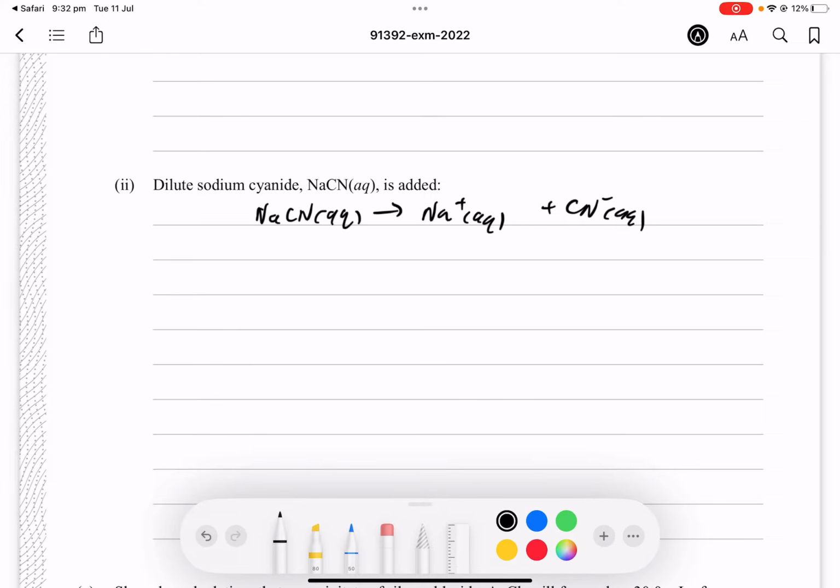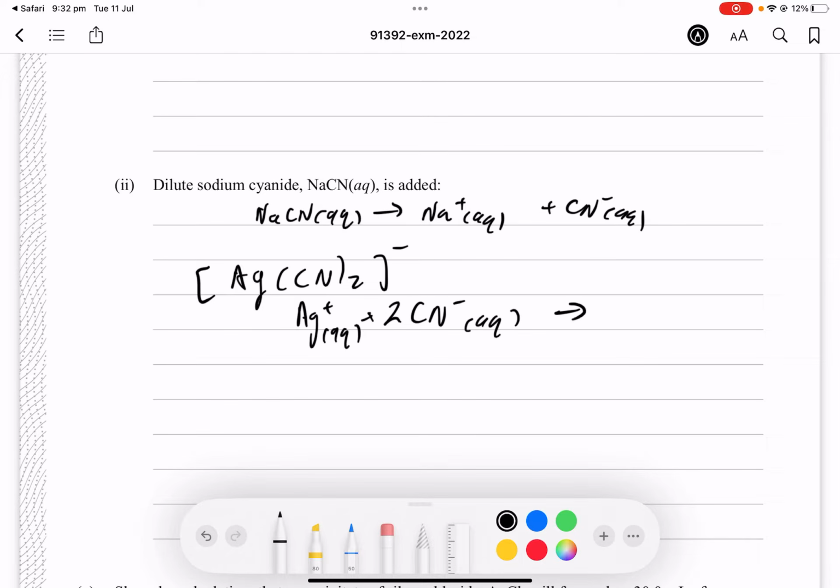And if you notice on the formula sheets they give you for Level 3 chemistry, there's the existence of a complex ion, which is called Ag(CN)2-. This is a complex ion that will form in the presence of Ag+ and CN- ions. So in this case, we're going to have a reaction of Ag+ added to 2 lots of CN- ions, in aqueous state, and that's going to give us the complex ion Ag(CN)2-.